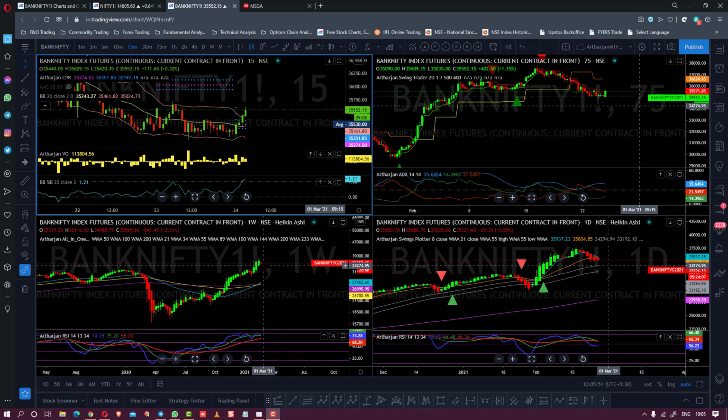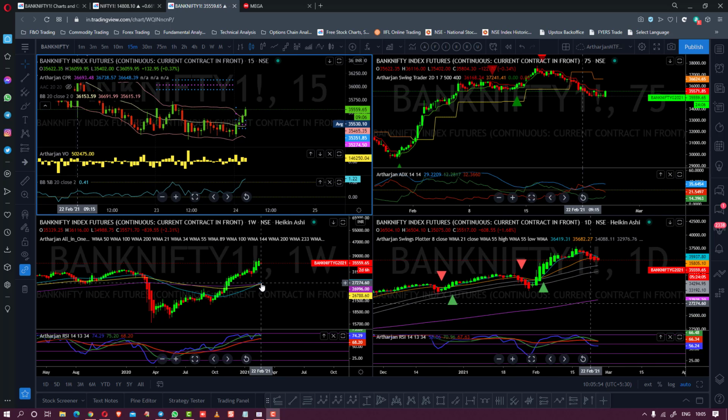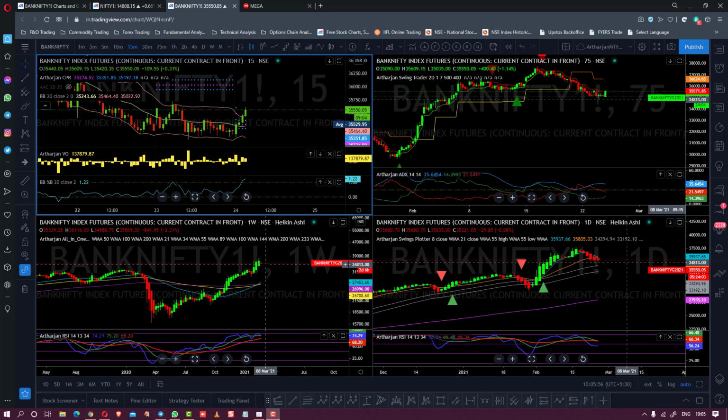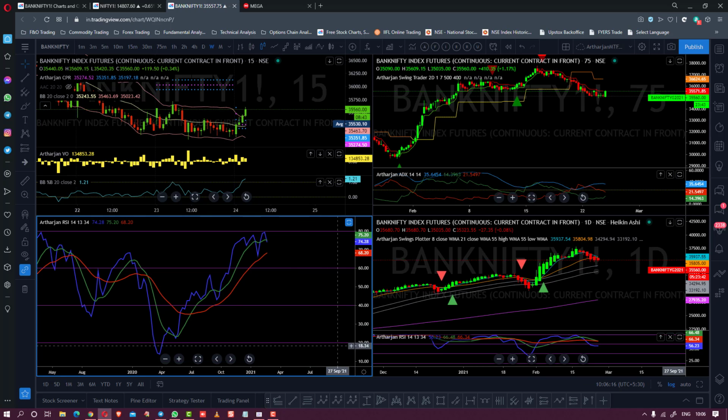On the weekly time frame the Heiken-Ashi candle has turned slightly red, but the size of that candle is quite small. Since Heiken-Ashi is a laggard candlestick pattern, it takes time to change the color from red to green and green to red. To avoid that particular analysis drawback, I have also tried to use the RSI on a weekly time frame, which is Artharjan RSI. This is a customized RSI I created to have multiple levels plotted on the chart.